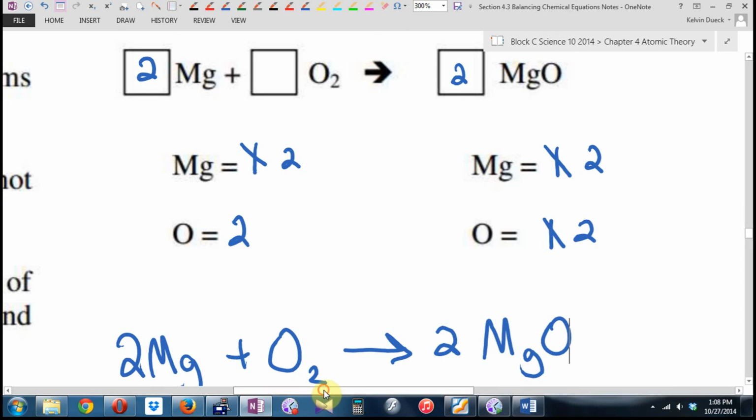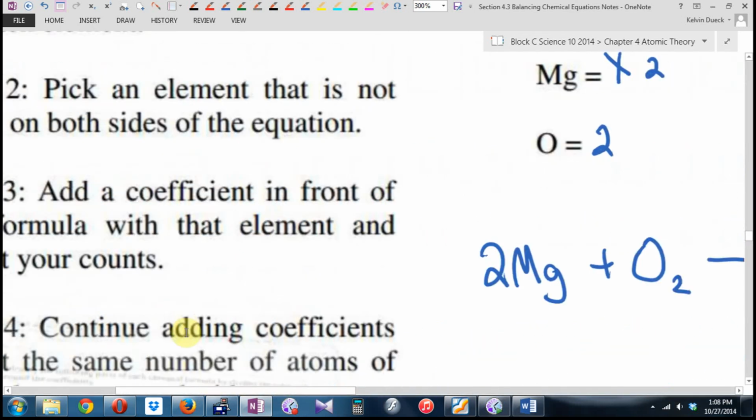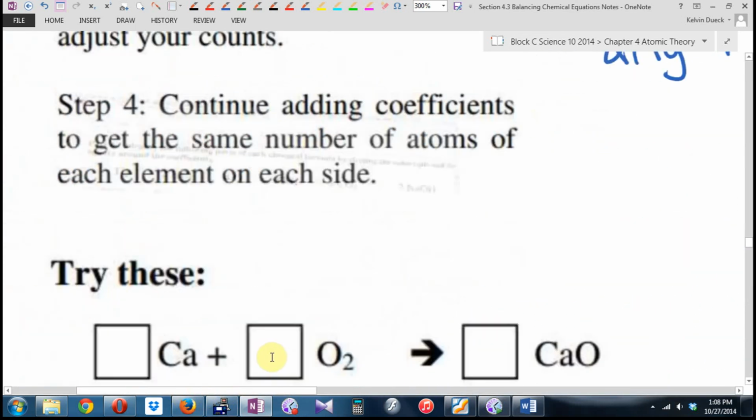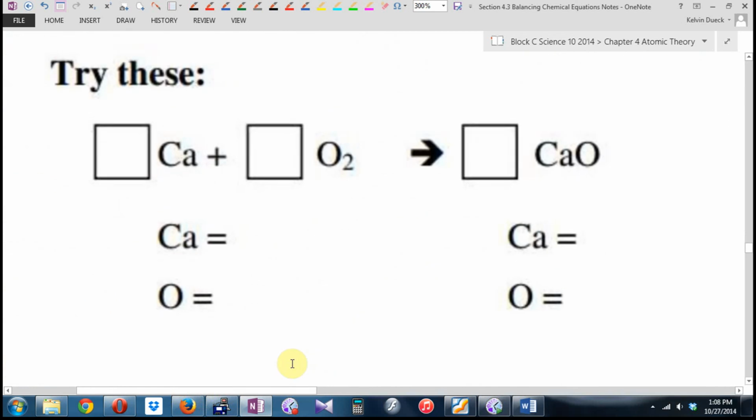So, ready? Next one. We're going to try it together. Sage, I want to pick on you. You ready? Right now, this is what we call a skeleton equation because there's no coefficients. How many calciums do I have on the left-hand side right now? It's not meant to be a trick question, meant to be easy. 1. How many oxygens on the left-hand side right now?